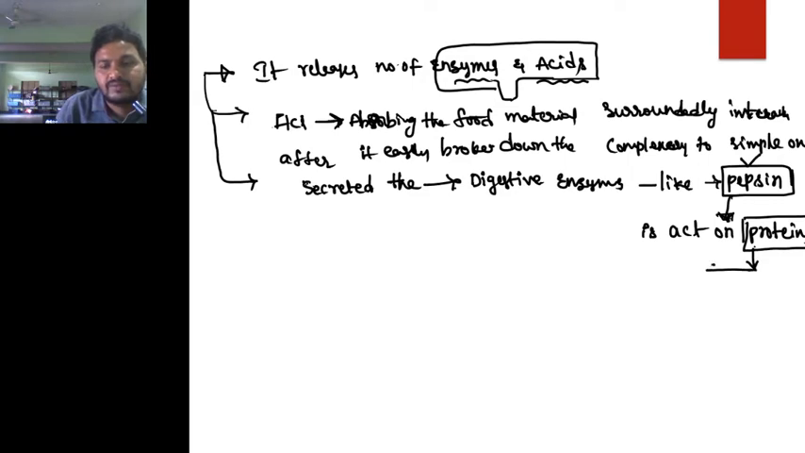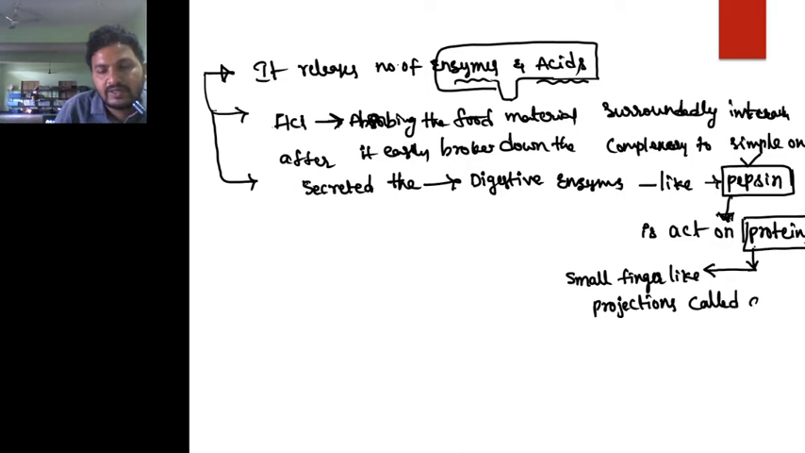Next, the walls of the stomach have small finger-like projections called villi. The villi look like small finger-like projections.